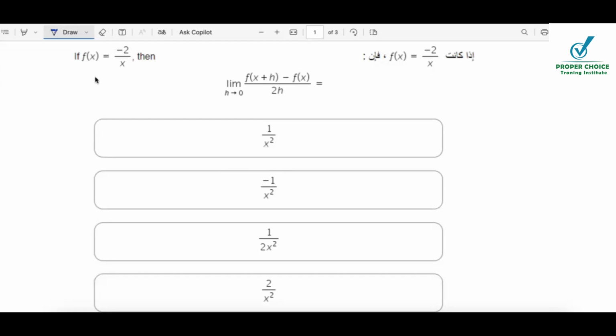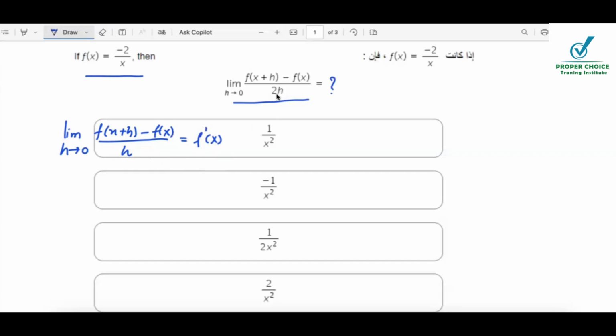The first question here is, if f(x) equals minus 2 by x, then limit h approaches 0, f of x plus h minus f of x by 2h is equal to what? If you observe this given expression very carefully, this is as per the definition of derivative. What is the definition of derivative? It says limit h approaches 0, f of x plus h minus f of x divided by h. This same thing is equivalent to the first derivative of the given function. If you differentiate this function, that itself is the definition of derivative.